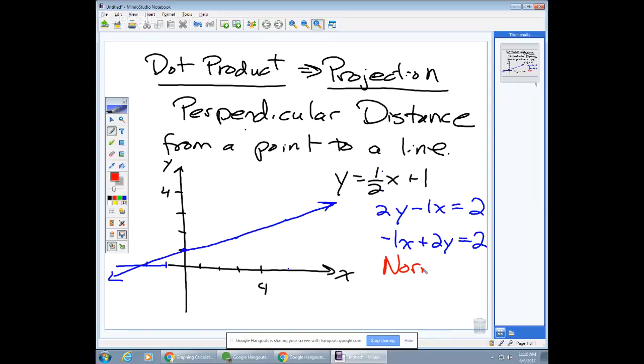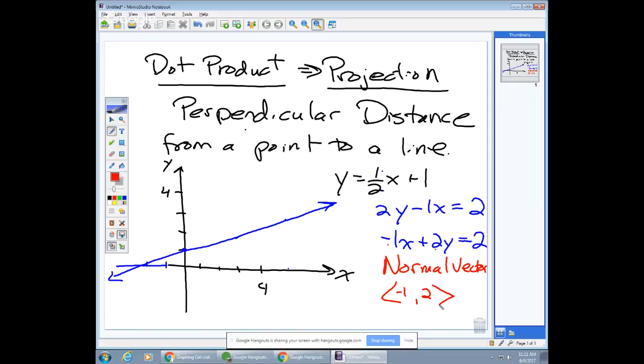So a normal vector would have the negative reciprocal of that slope, which these two numbers give us right there. So a normal vector here would be negative 1, 2. Starting at any point on the line, if I go 1 to the left and 2 up, I am perpendicular to the line in that direction.